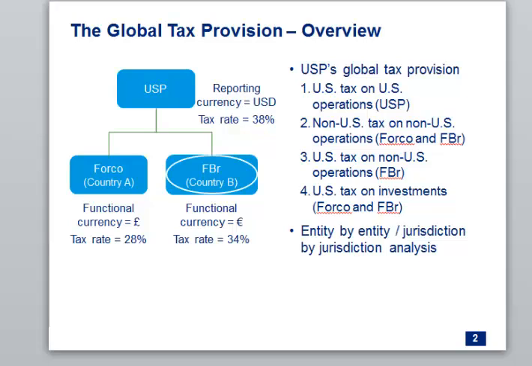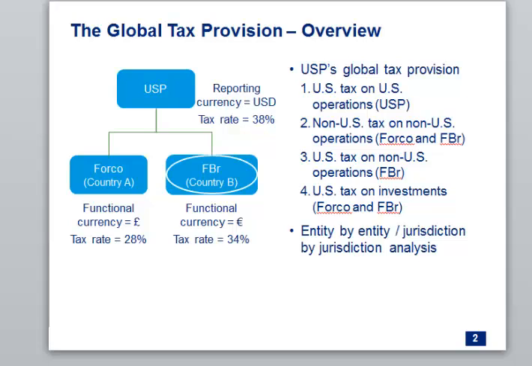The U.S. parent has a foreign subsidiary called Forco, which is doing business in country A, and it's in a box that doesn't have a circle in it, which means it's a corporation, right? It's a controlled foreign corporation. Its functional currency is the pound, and its tax rate is 28%. So that's a UK company probably. The tax rate in the UK has gone down, but I haven't changed the slides since last year.